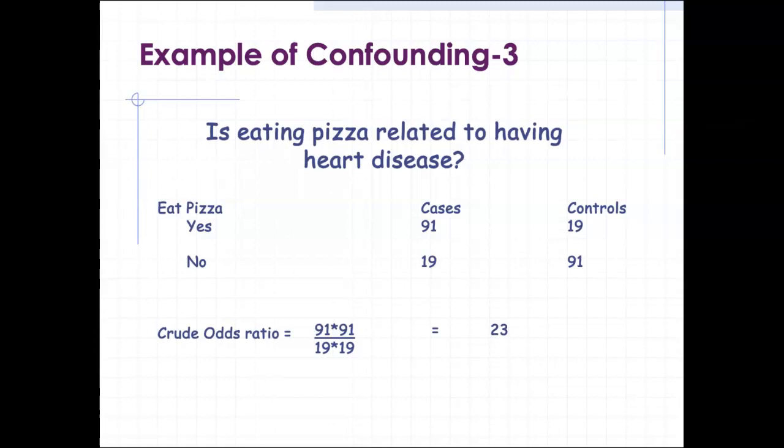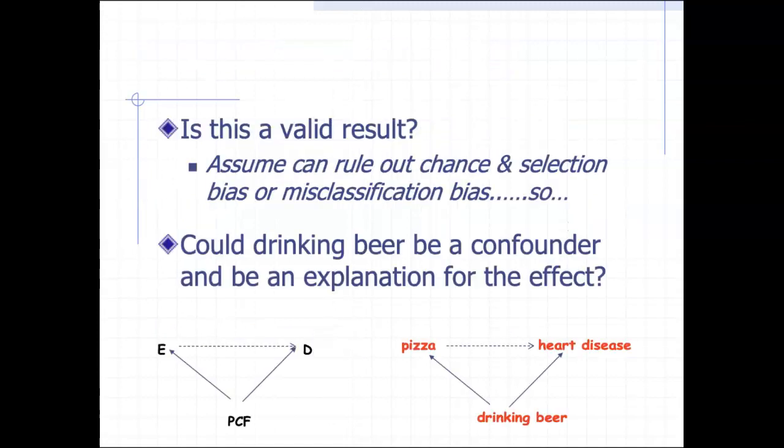If you didn't get a calculation that equals 23, make sure you're calculating an odds ratio and make sure you've got those numbers plugged into the right spots. But this is my crude odds ratio. It's a really large odds ratio, 23. We don't often see odds ratios that big in the literature. Now we might want to think about whether this is a valid result. So thinking about this finding, should I then just conclude that 23 is the odds ratio that we should accept?